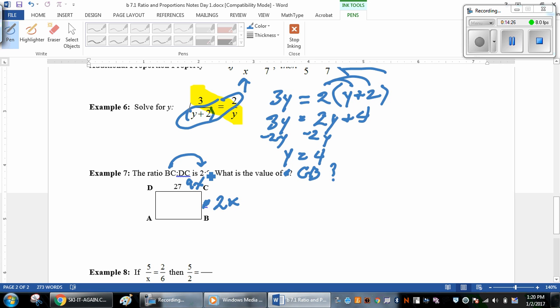All right, so this one's a little different. Let's go ahead and solve it. So our equation is going to be 9x is equal to 27. And that's really easy to solve.